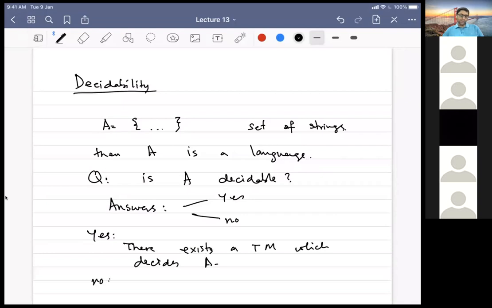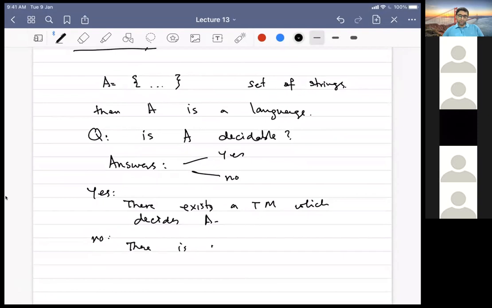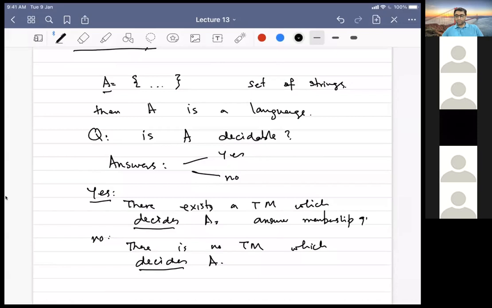And what does no mean? No means there is no Turing machine which decides A. And I think we are all clear on what is meant by decides. Decides means that if I bring any string, I should be able to know if that string belongs to the set A or does not belong to the set. So we can answer membership queries. Otherwise, we can only answer the positive membership queries, but we cannot answer the negative membership queries, because the machine may run into an infinite loop.